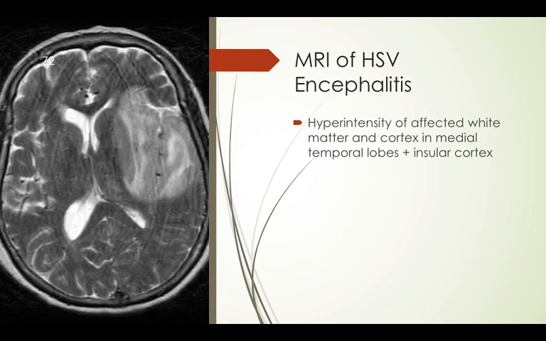This is just an MRI of someone with herpes simplex virus encephalitis. You can see quite a lot of intensity in the white matter and the cortex within the medial temporal lobes and the insular cortex here.